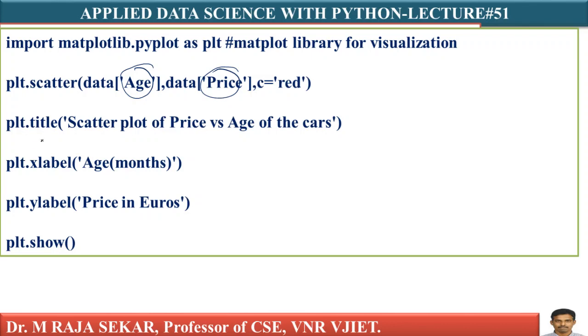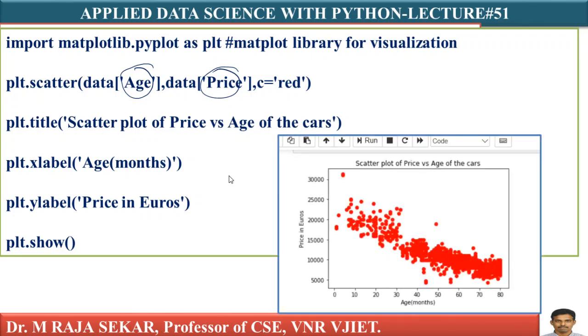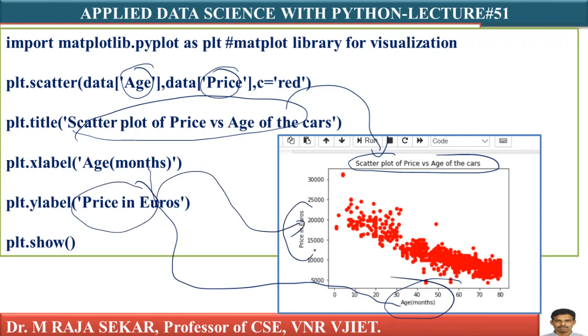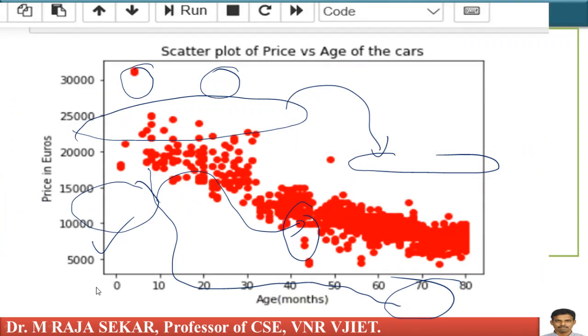Now plt.title. Just see this output. We know what plt.title is. The title is: scatter plot of prices versus age of the cars. This is the title, isn't it? You will get it here. plt.xlabel is age in months. plt.ylabel is price in euros. plt.show means this particular graph will be shown. If you want to view this output on a bigger screen, you can see it here, isn't it?